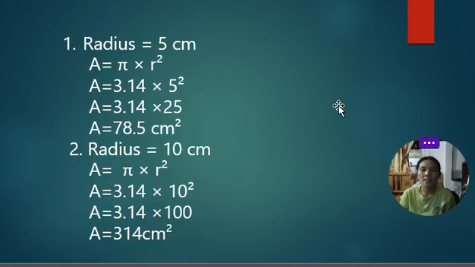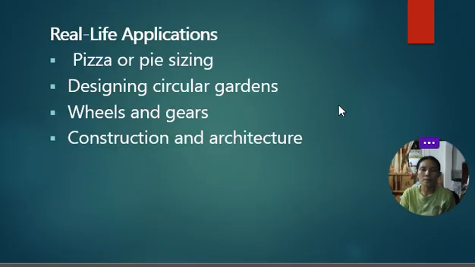Then another example is a radius equal to 10 centimeters. Again, the formula is A is equal to pi times r squared. So A is equal to pi, equivalent to 3.14, times the radius 10 centimeters, so 10 squared. So A is equal to 3.14 times 10 times 10, which is 100. So the area of the circle with radius 10 centimeters is 314 centimeters squared.